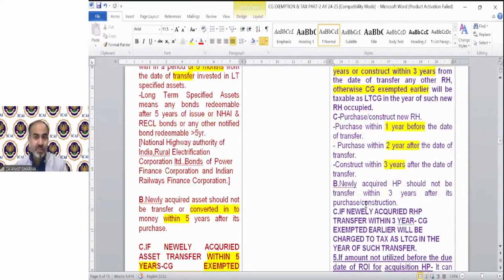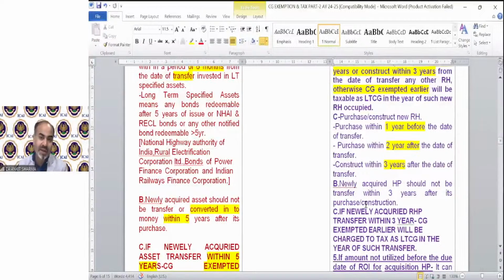Same B condition: the newly acquired property cannot be transferred within 3 years. In all sections the restriction is for the next 3 years, except section 54EC, where it is within 5 years. B point: if you transfer the newly acquired house property within 3 years, then what will happen?